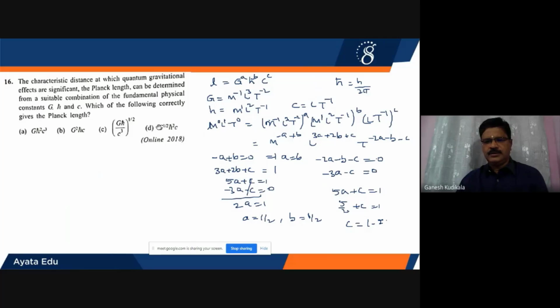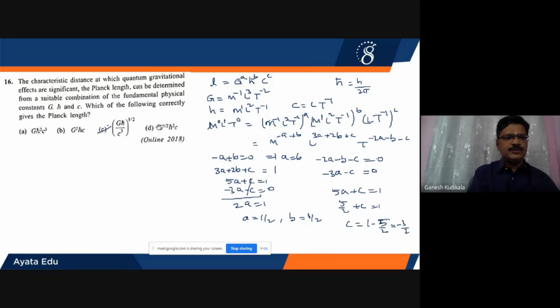Is it right? Yeah, a is replaced by 1 by 2, 5 by 2, correct. 1 minus 5 by 2 I am going to get: minus 3 by 2. So therefore a will be half and b will be half, and it is g to the power of half and h to the power of half, and the power is c by q. Therefore it should be the third option.